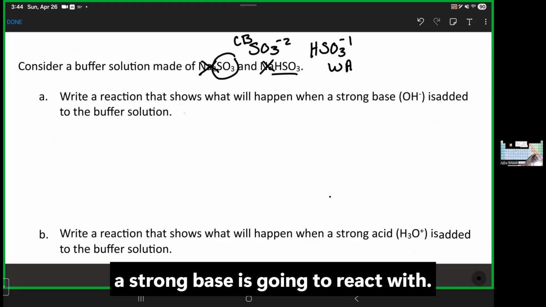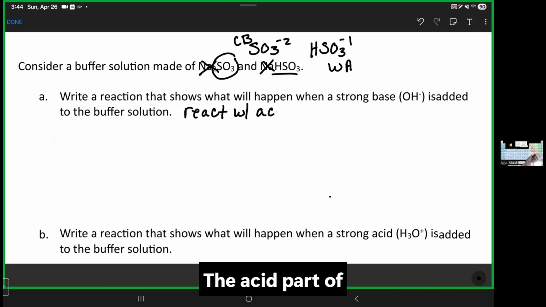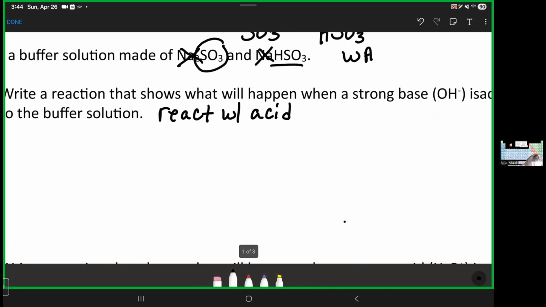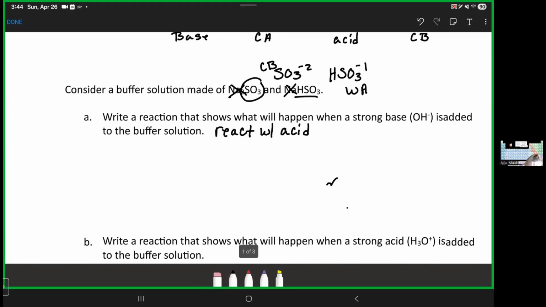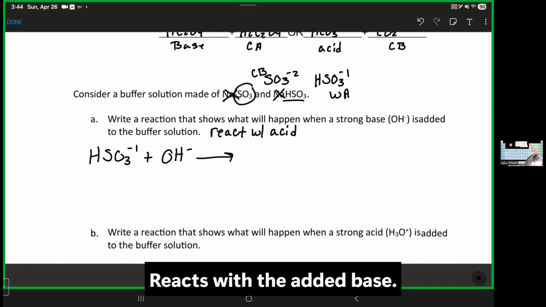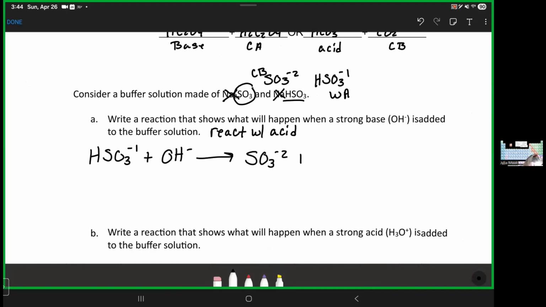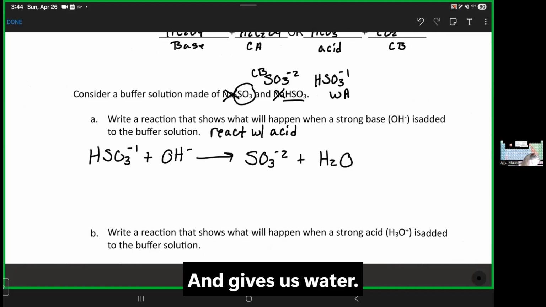So a strong base is going to react with the acid part of that. Okay, so my acid reacts with the added base, gives up the hydrogen ion, and gives us water.